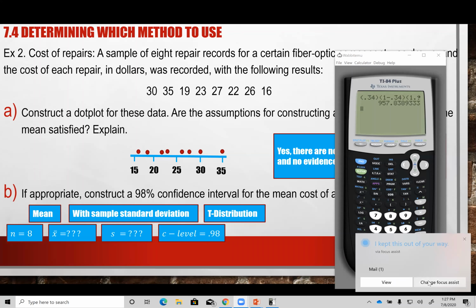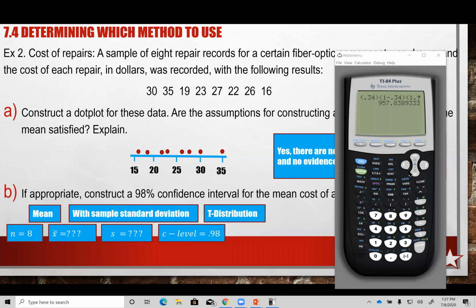The reason I give you this is I want to point out that given this data, we can find the mean and the standard deviation by going back to chapter 3. We need to edit our data in L1. To do this, remember, you hit stat, then choose edit, and press enter, which is your L1. All I'm doing is typing in 30, 35, 19, 23, 27, 22, 26, 16 in L1, and those are my 8 data.